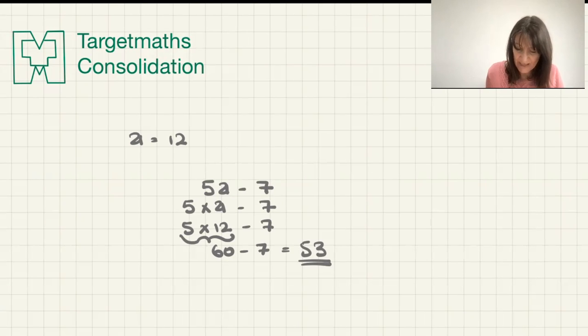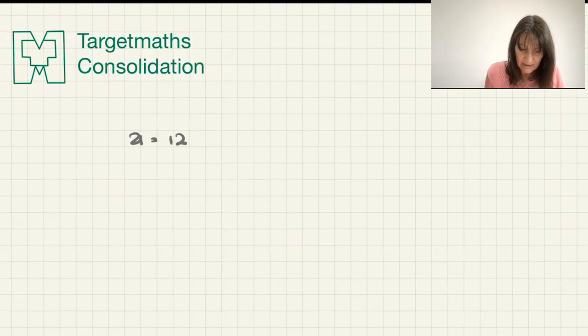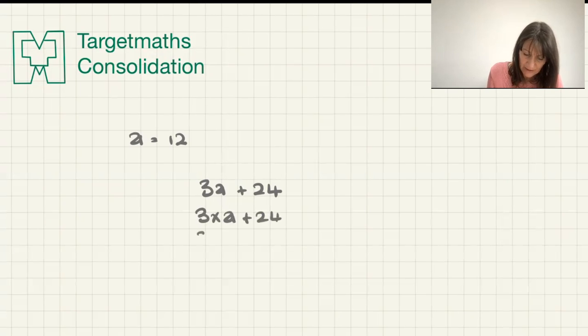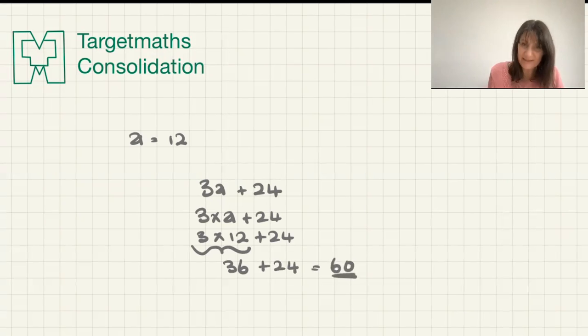I think what we'll do is another one before we run away from it. So we'll do 3a plus 24. Press play when you're ready. So we've got 3 times a plus 24. 3 times 12 plus 24. So 3 times 12 is 36. If I add 24, I get 60 as my answer.